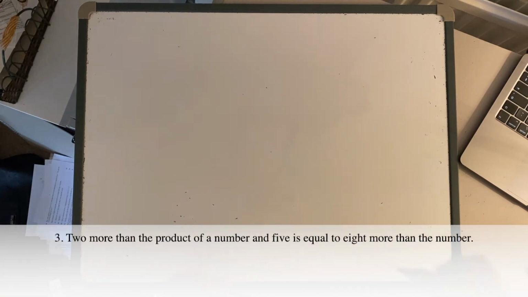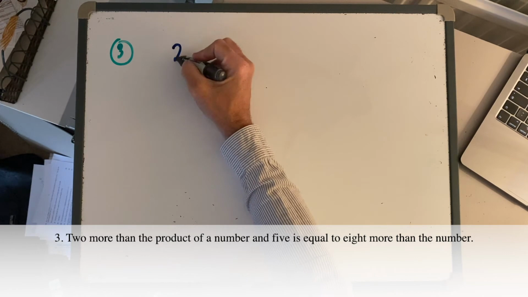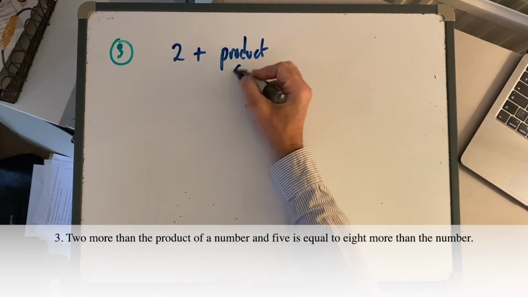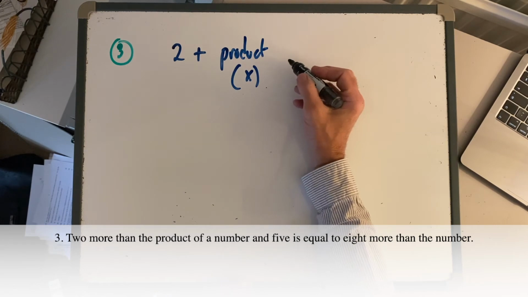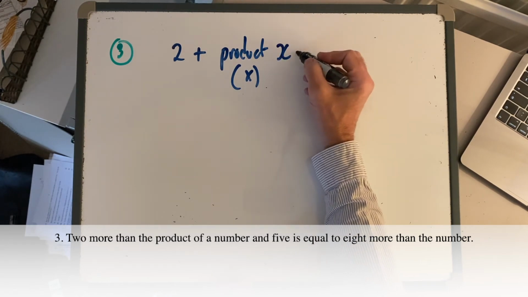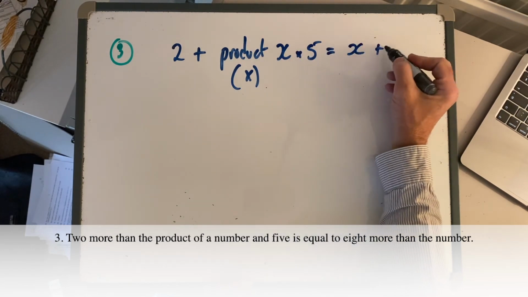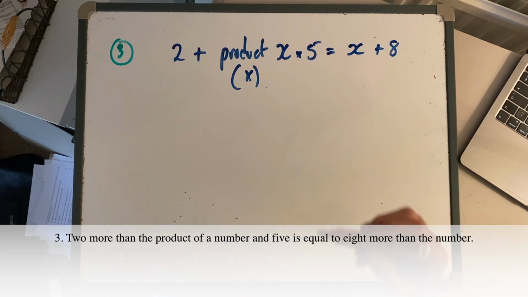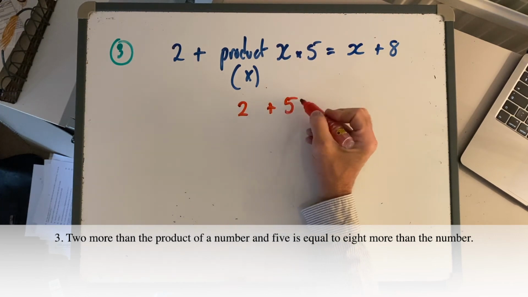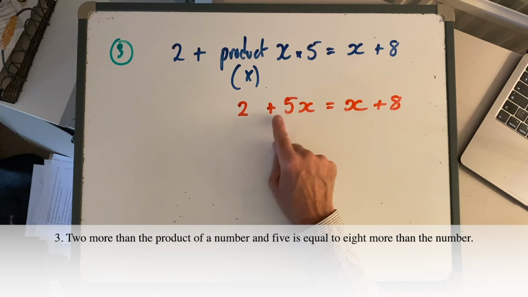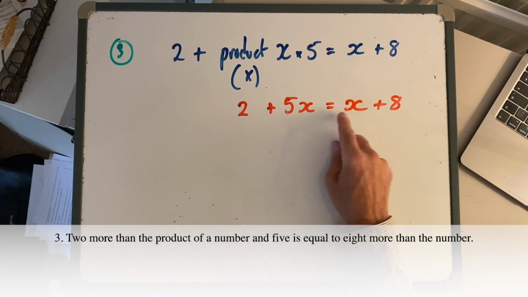Okay, question 3. We're still all in one colour now. So 2 more than the product, so 2 plus the product of a number and 5. Now the product of a number means you times the following two, so of a number x and 5. So I'm going to times x and 5. Can you see how that looks like a times? Is equal to 8 more than the number, so x plus 8. Let's tidy all that up because that looks kind of messy. So I've got 2 plus 5x equals x plus 8. So 2 more than the product of a number and 5 is equal to 8 more than that number.